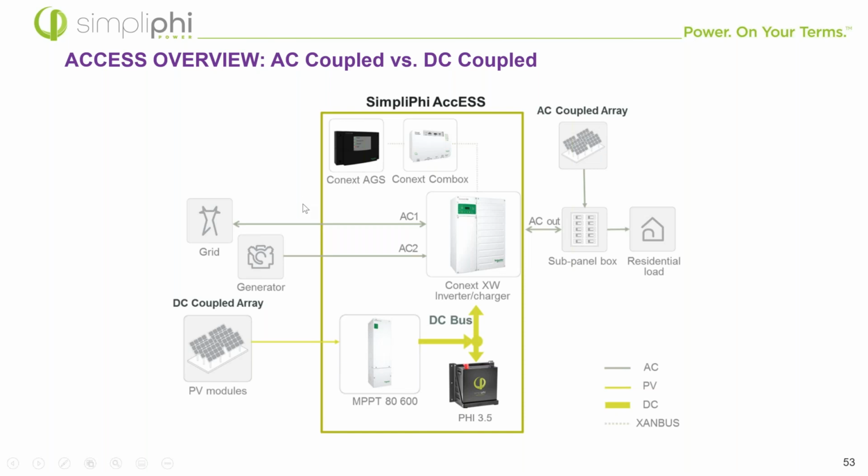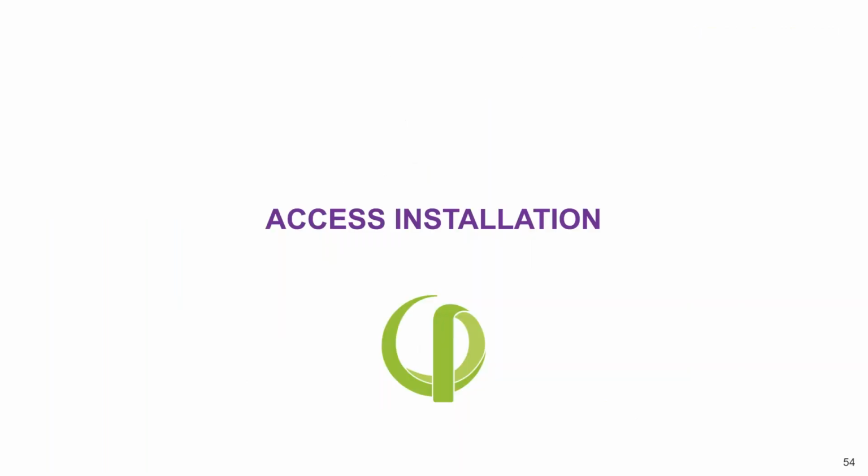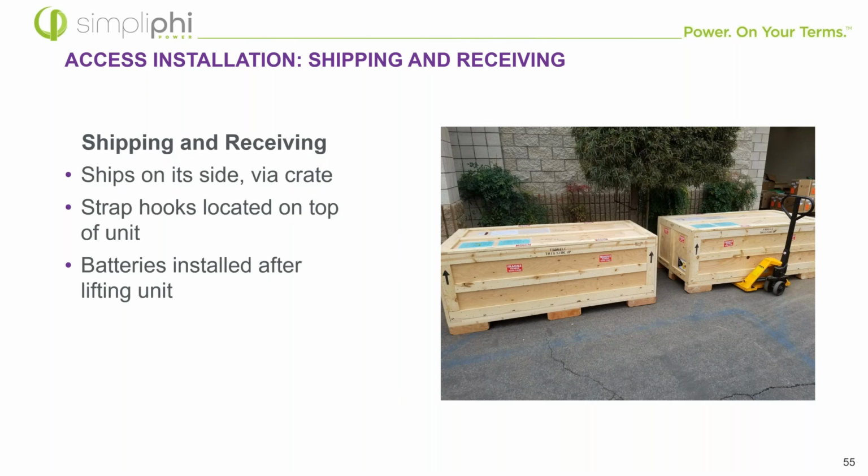They can also house generators as well. We do have optional HES switches for the access solution if you want to go that route. As far as installing the access, the hardest part is probably bringing the access on site. It is all-in-one, so it is shipped on its side in this crate to avoid damage.